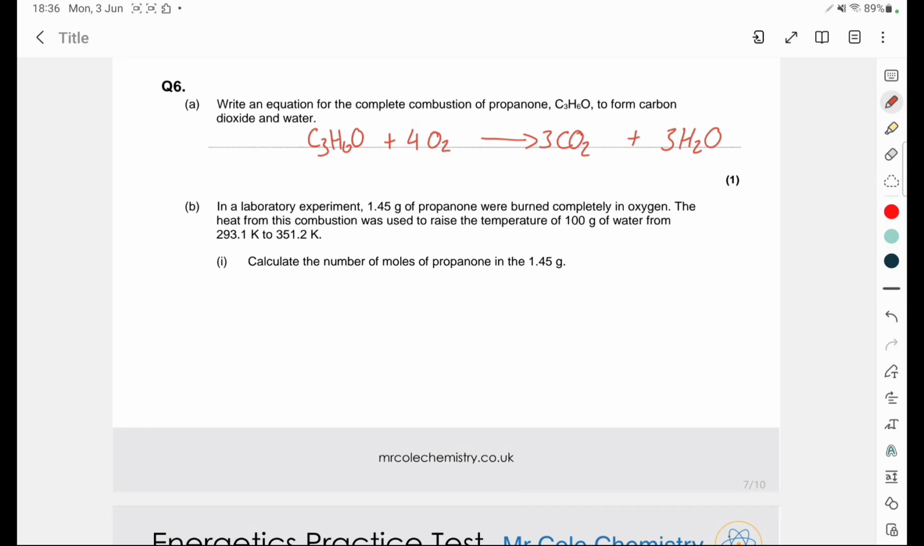Question 6b1 is asking us to calculate the number of moles of propanone in 1.45 grams. Moles is equal to mass over MR, and therefore we need to start by working out the MR of propanone. 3 lots of 12, 1 lot of oxygen, so 1 lot of 16, and 6 lots of hydrogen, so 6 lots of 1, gives us an MR of 58. Therefore, the moles is equal to 1.45 over 58, which gives us 0.025 moles.